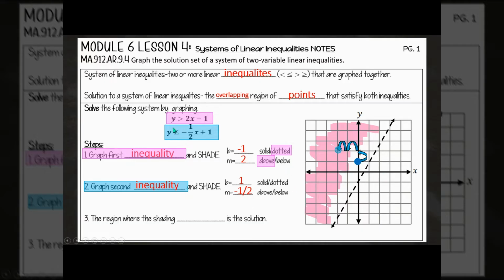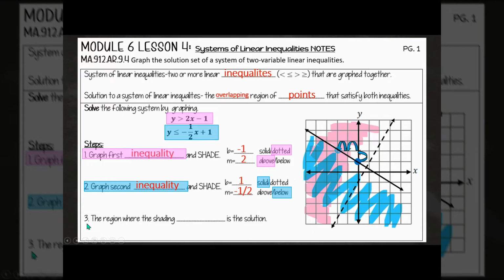Now I have to determine, based on the inequality sign, is it solid or dotted? And this inequality tells me that it's a solid line. So I can draw my solid line, and then I have to determine if it's above or below. Well, this symbol right here says less than. It's pointed to the left, so it's less than, which means I have to shade below the line. And this area down here is below that solid line.